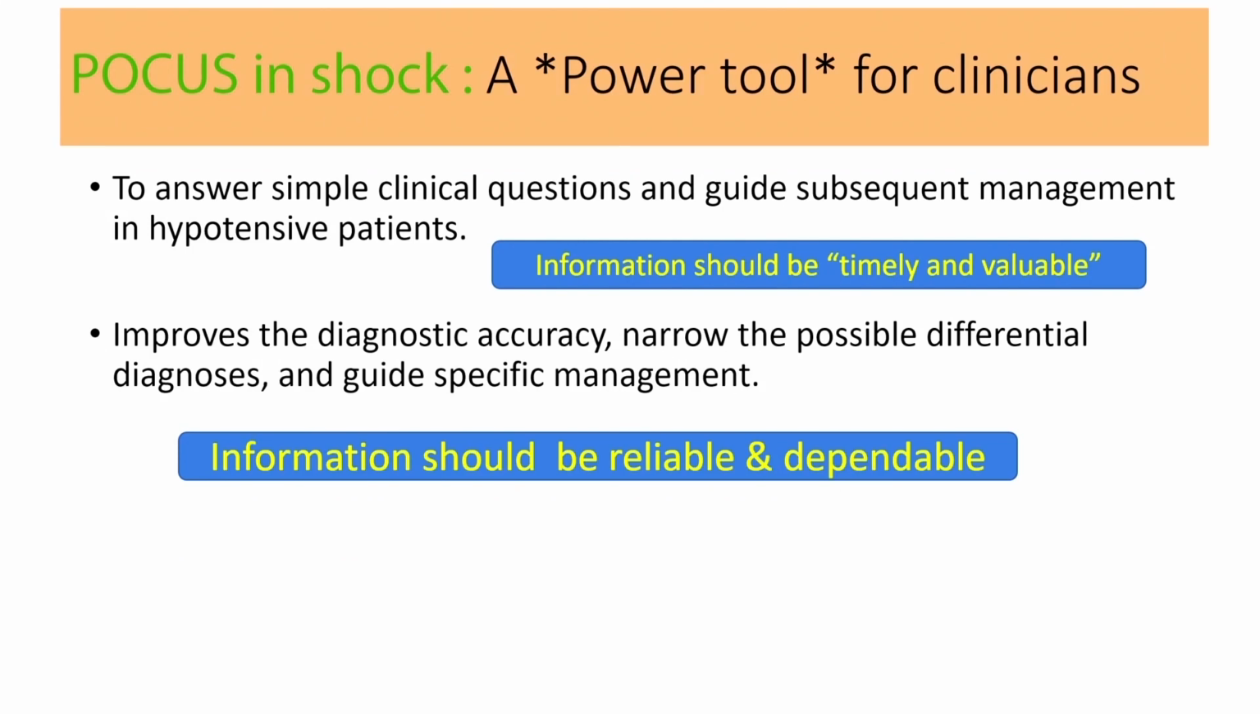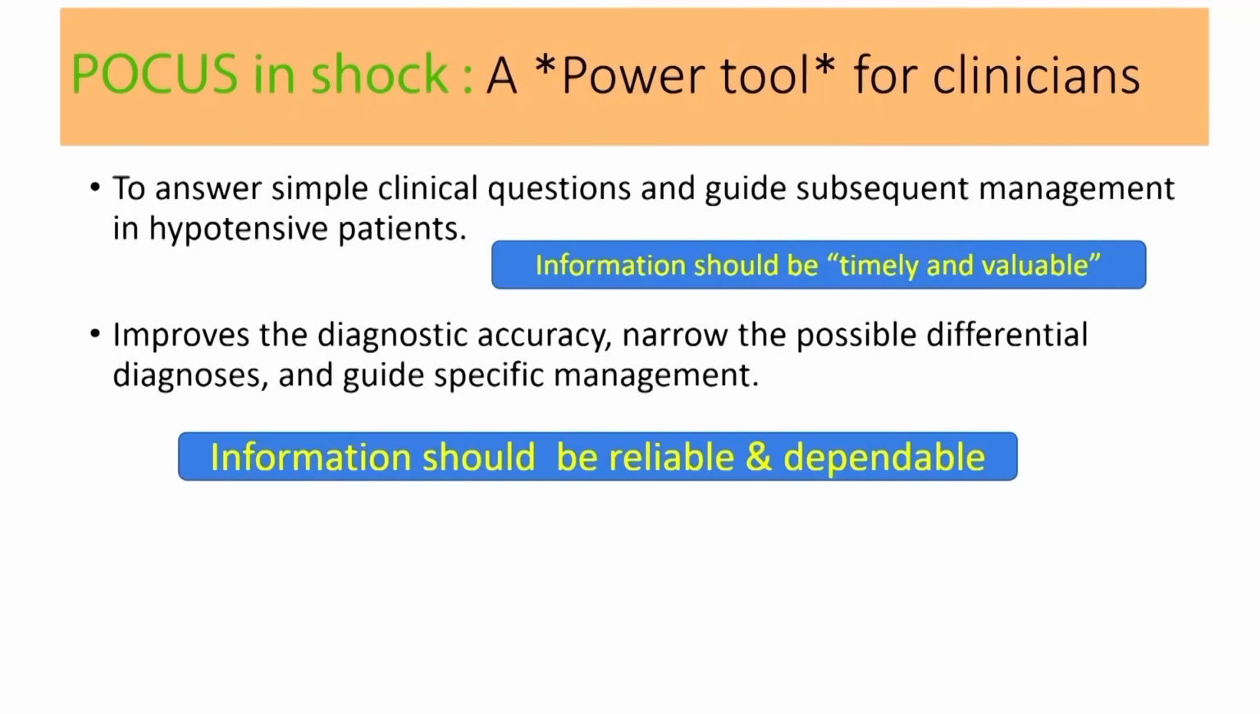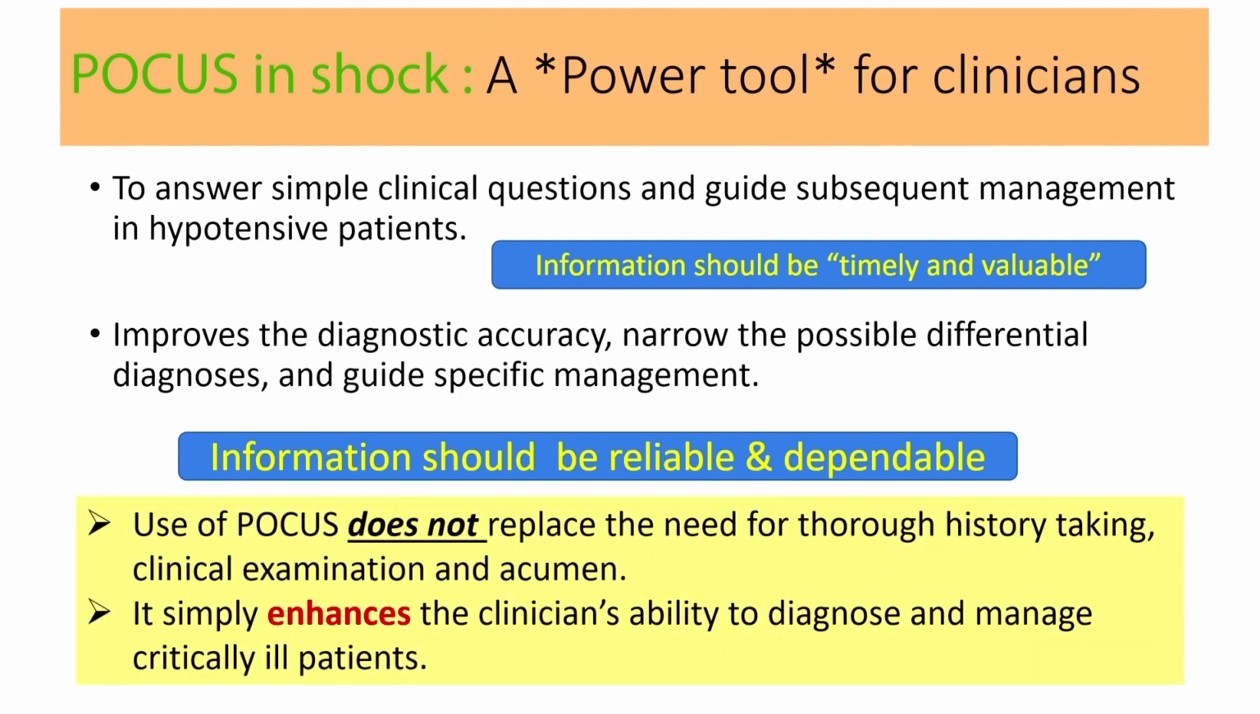First of all, we should know that there is shock. Just having a normal blood pressure doesn't mean you don't have shock, right? Blood pressure is one of the indicators, but that's not the only indicator. What ultrasound does is that it gives you simple answers to clinical questions. First of all, is my patient in shock? What is the nature of shock? What is the cause of shock? Are there coexisting multiple causes of shock? What should I do about it? It improves diagnostic accuracy, provides differential diagnosis, and guides specific management, and the information provided is reliable and dependable.